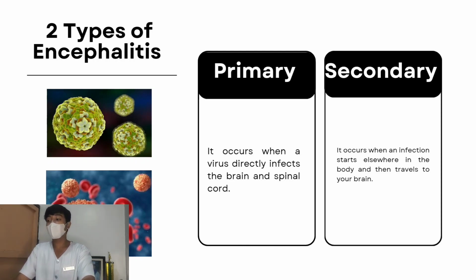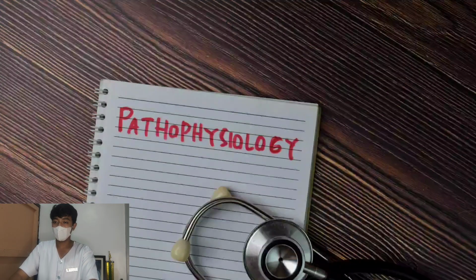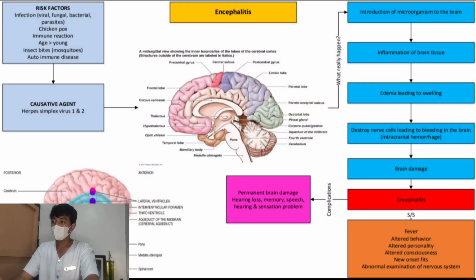Secondary encephalitis occurs when an infection starts elsewhere in the body and then travels to your brain. Secondary encephalitis could be caused by a complication of a viral infection. Now let us go to the pathophysiology. So here is the pathophysiology of encephalitis.